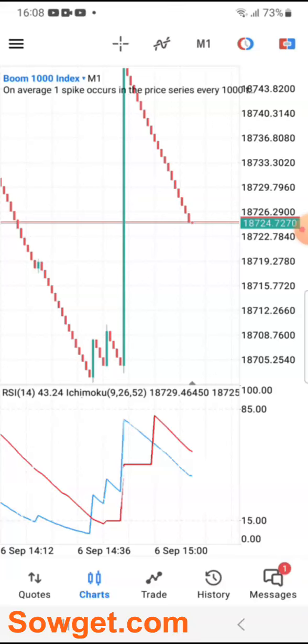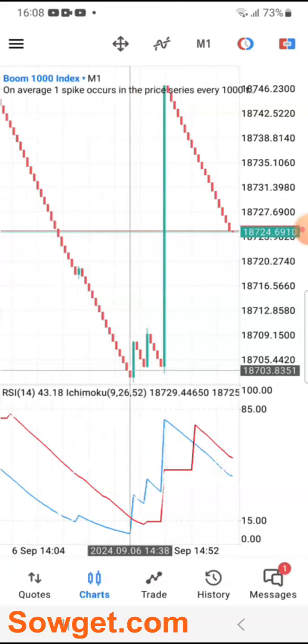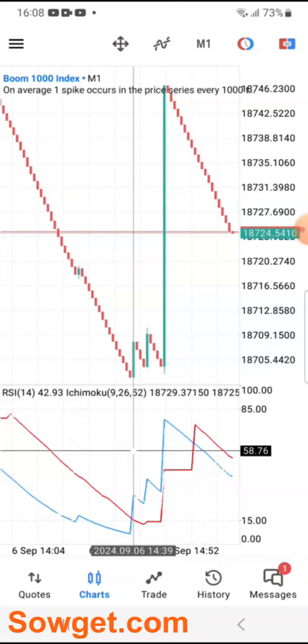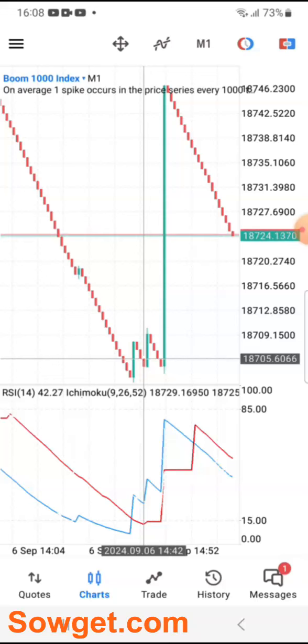Okay, now you see this spike that occurred here. You notice that immediately the spike occurred, then the RSI went above the Ichimoku line. So once the RSI goes above the Ichimoku line and it goes above the number 15 oversold level, then you just simply enter a buy trade.